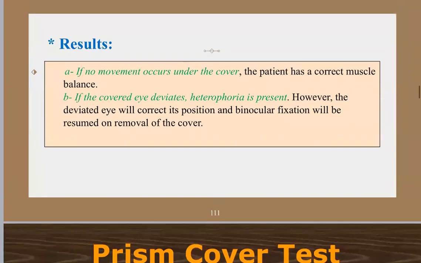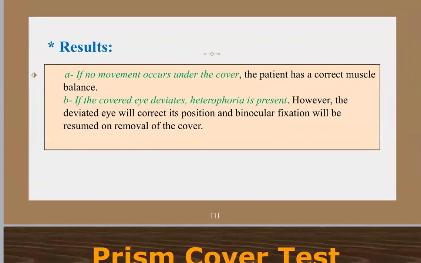Okay, the results of the alternate cover test. If there is no movement under the cover, the patient has a correct muscle balance. If the covered eye deviates, heterophoria is present. However, the deviated eye will correct its position, and binocular fixation will be resumed on removing the cover. So, on removing the cover, the brain will continue its fusional vergences. By the way, the phoria, which is the tendency of the eye to deviate, is controlled by the brain power. The brain has the power to correct for this.